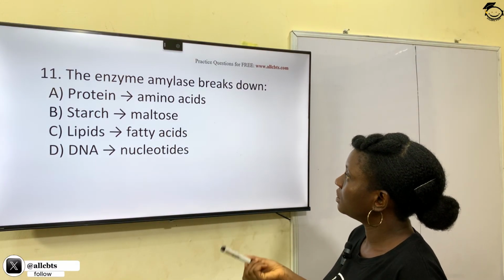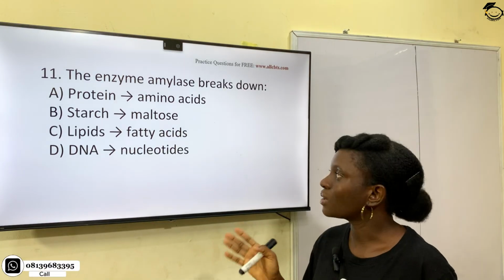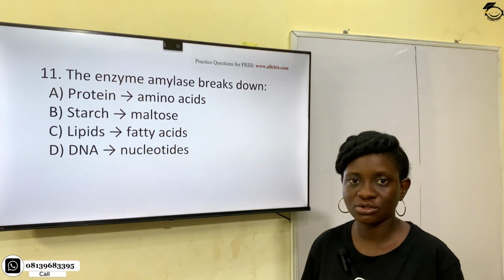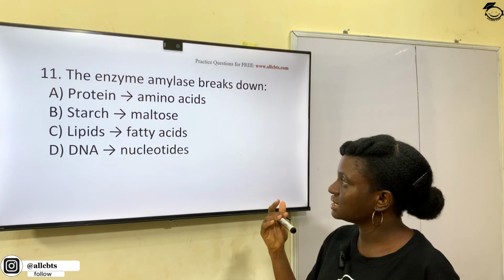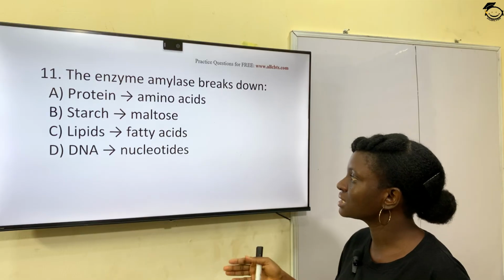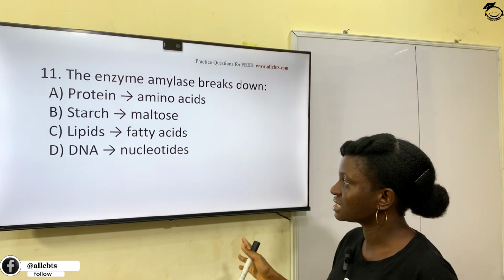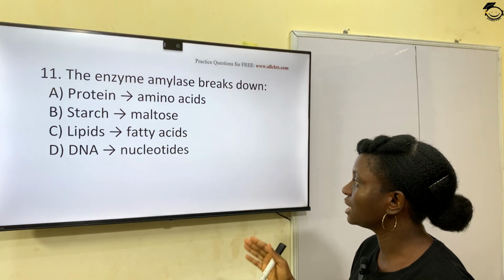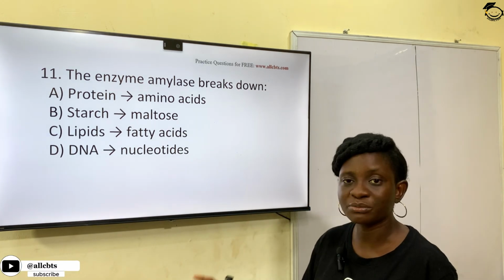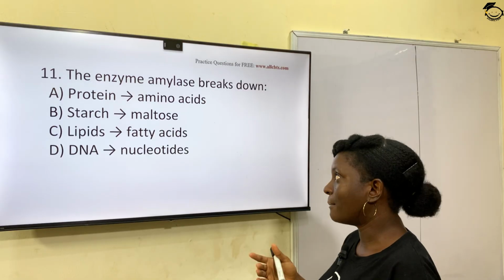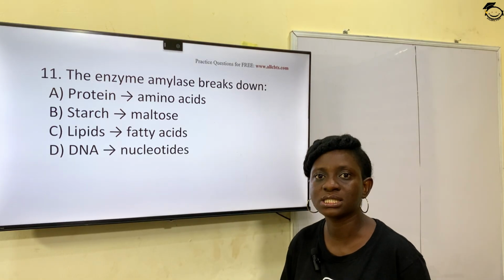So option A, protein to amino acid. That's not the function of amylase, that's the function of proteases. B, starch to maltose. C, lipids to fatty acid. D, DNA to nucleotide. So the function of amylase is to break down starch to maltose. Option B is the correct answer.